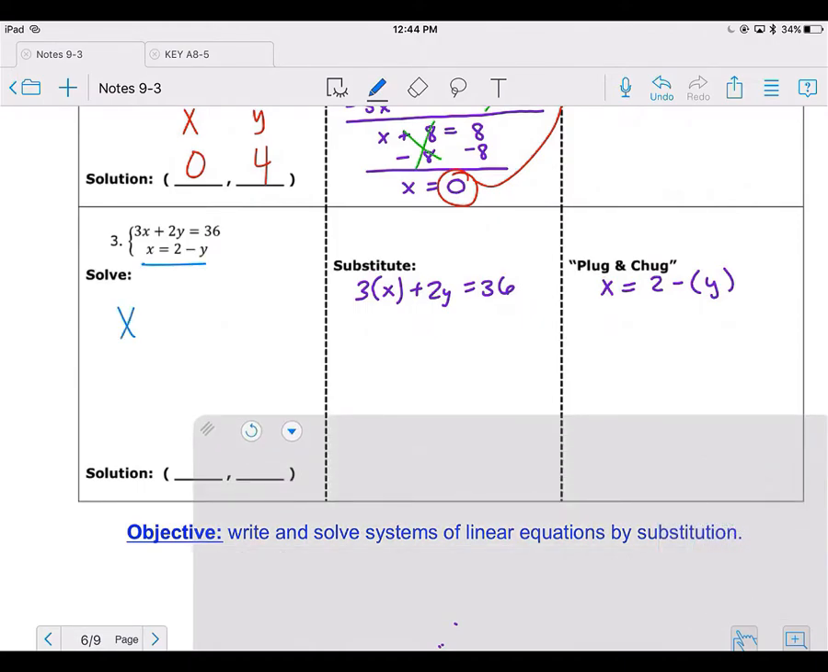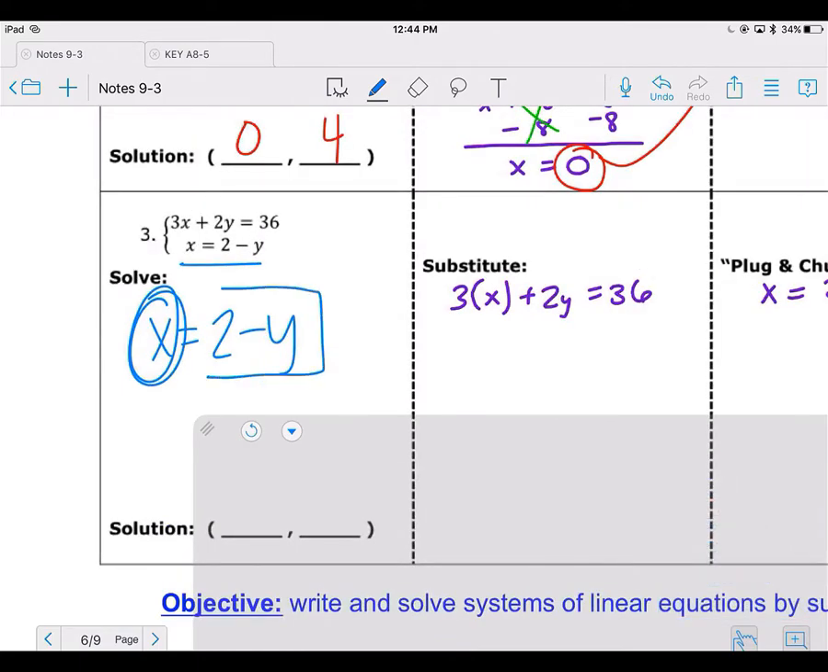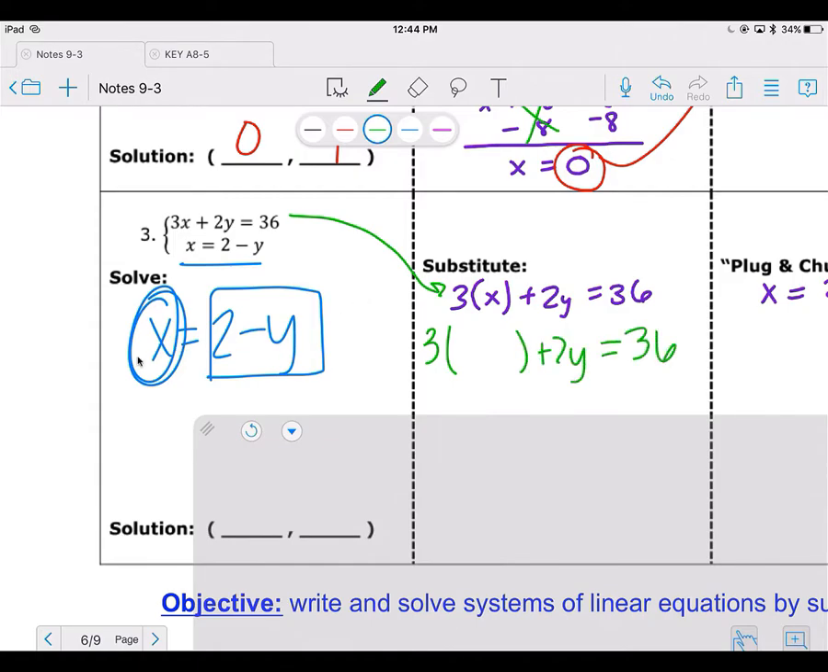For problem 3, we have an x equals, and x is already completely by itself on one side. So that is the equation we are going to use for the first part. Our second equation goes in the middle. With our second equation, we rewrite, and everything stays the same except the one letter that is by itself over here on the left side. So because I have x by itself, instead of writing the letter x, I am going to substitute in for what x equals.